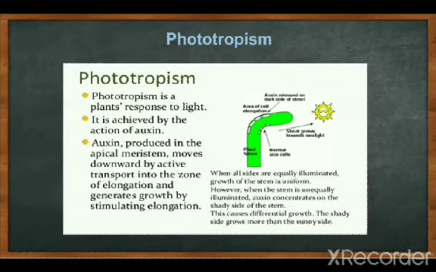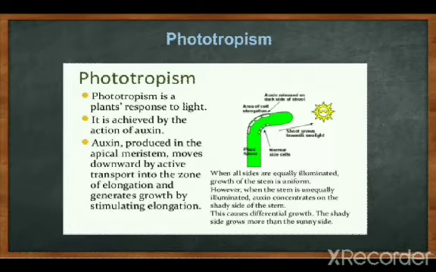Auxin will play an important role. Auxin, that I already told in phytohormones, is chemically called IAA, that is indole 3 acetic acid. Here auxin is linked to apical dominance, that I already told. So auxin plays a very important role in phototropism. Phototropism is a plant response to the sun. It is achieved by the action of auxin. Auxin is produced in the apical meristem. Apical meristem means the tip of the plant.